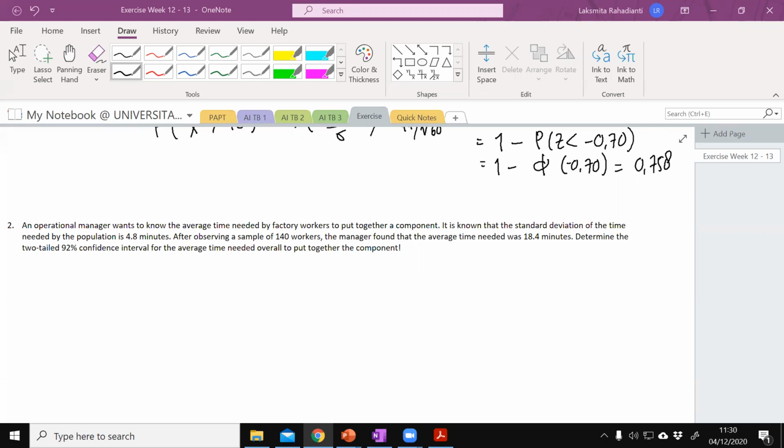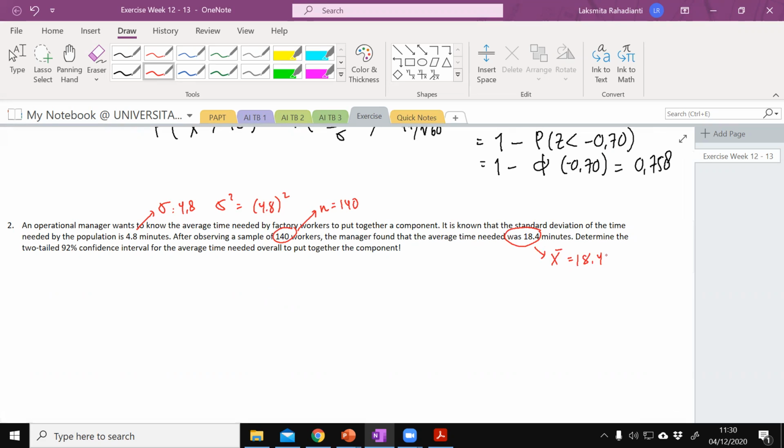And thus we want to now determine the 92% confidence interval for the average time needed overall to put together the component. So let's look at what we do know here. We know that the standard deviation of the population, so here I can already write, this is the standard deviation of the population, is 4.8. In other words, the variance is 4.8 squared. And here I have a sample of 140 workers, so this is my N. And the needed average time for those 140, so this is the sample mean, is 18.4 minutes.